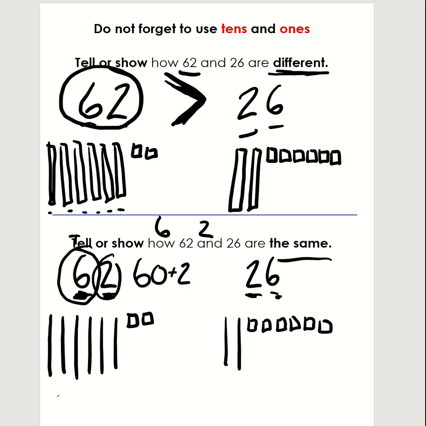And you might have noticed this from the work that we did yesterday. This is called your expanded form. This is going to be the tens plus the ones on those guys. So even though these have the same numbers, they are going to be representing a different value.